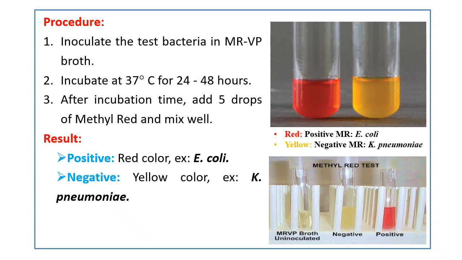After the incubation time, we add the pH indicator methyl red, 5 drops, and mix. The red color indicates strong acid production, while the yellow color indicates the negative result. The positive result example is E. coli, and the negative result example is Klebsiella pneumoniae.